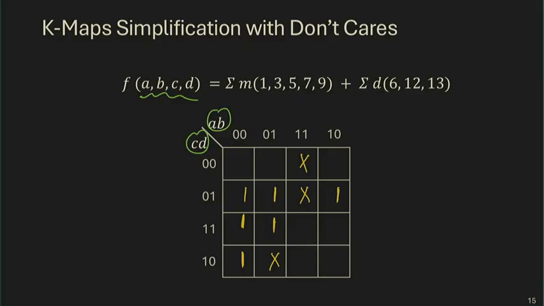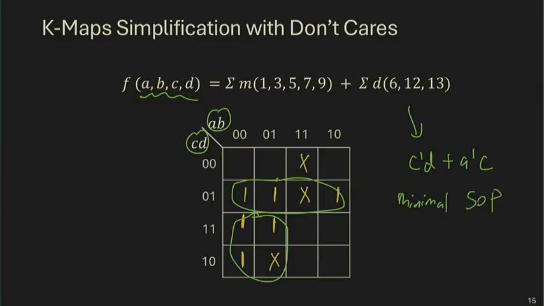So how would we do that? Well, I think I'm going to do this one, and this one, with only 2 products. Each of them is pretty big, to cover all the ones. And these don't cares will be treated as ones. That don't care will be treated as a 0. And if I were to write it out, the function becomes C prime D plus A prime C. And this is indeed a minimal sum of products expression for the function.